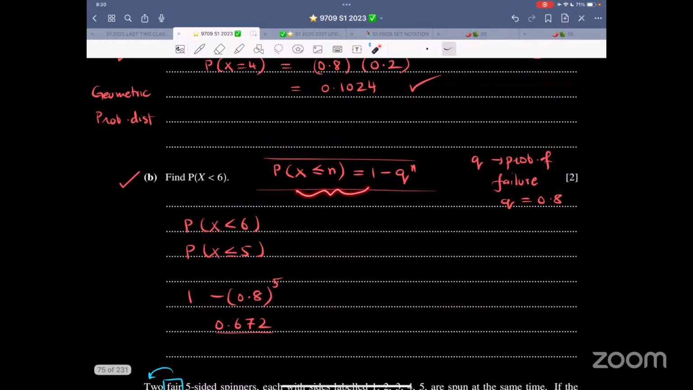Again, this came again, nothing special. X is less than or equal to n. When it says less than 6, you have to make it less than or equal to. Be very, very careful in this one. In order to apply this thing, make sure that it fulfills this criteria.